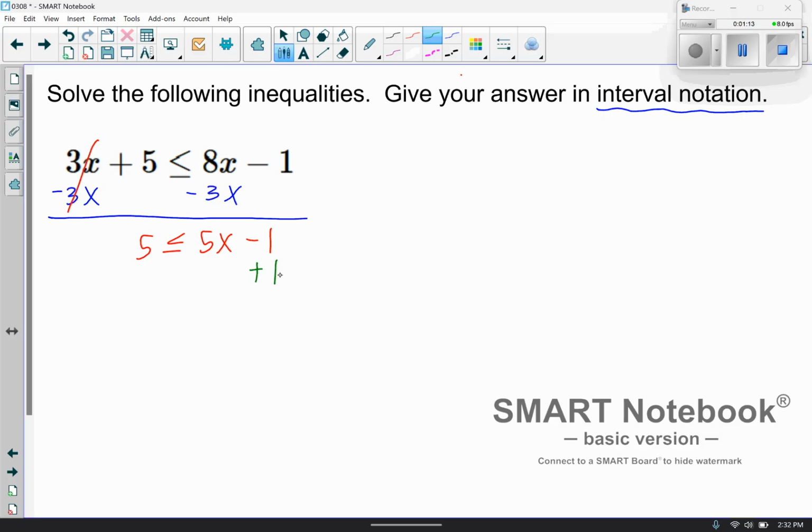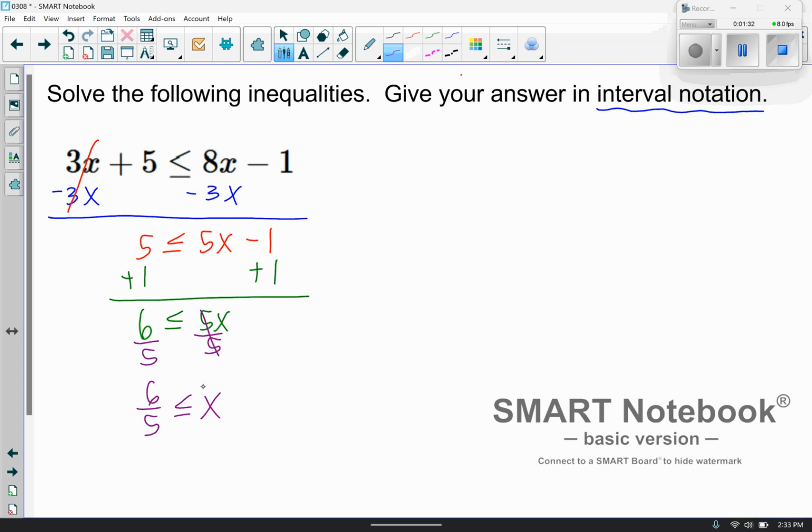So I'll go ahead and add 1 to both sides. So now let's see what we got. We're going to have 6 is less than or equal to 5x. And then we want to divide both sides by 5. And so I get 6/5 is less than or equal to x.